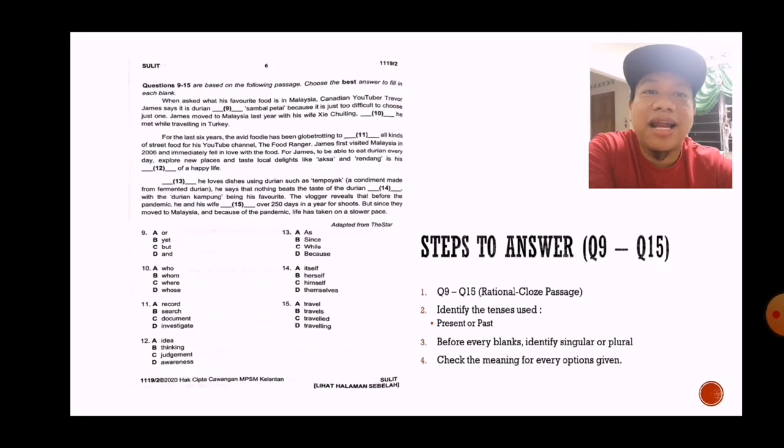So let us look at number 13. Number 13, blank: he loves dishes using durian such as tempoyak. Yes, I'm sure everyone here has experience eating tempoyak. I also love tempoyak, and most people do. Perhaps some people do not like tempoyak and durian because of the smell. So, what is a tempoyak? A condiment made from fermented durian. Fermented durian means durian yang ditapaikan, durian yang diperam.